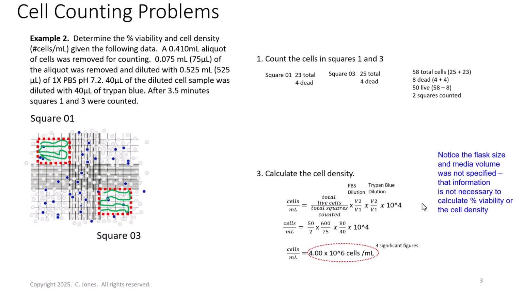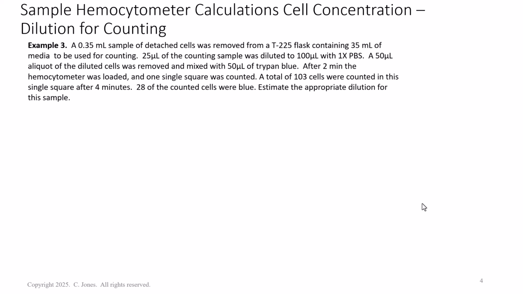Okay. All right, now we're going to switch gears and sort of go in reverse. And the idea here is that your cell suspension is too concentrated. We're not within our acceptable range of 20 to 50 cells per square. So how do we quickly estimate the appropriate dilution to get us back in that range of 20 to 50 cells per square? So here's the problem.